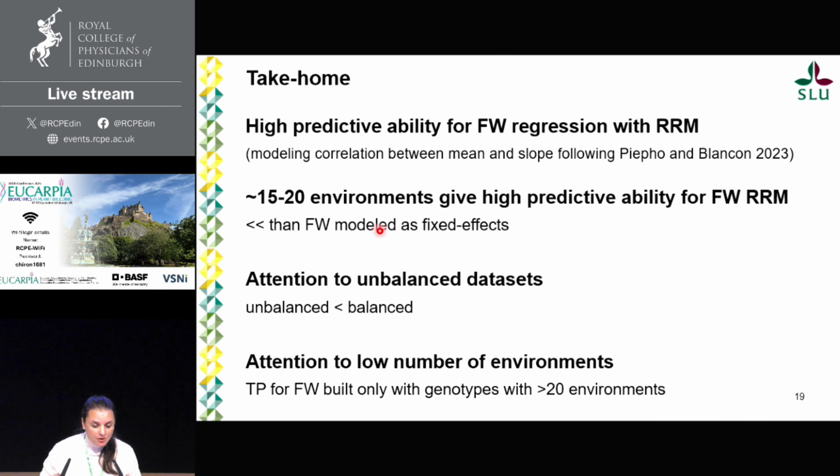The take-home from this is that we got high predictive ability for Finlay-Wilson regression using random regression models. About 15 to 20 environments gave this high predictive ability. When we have an unbalanced data set, we have these other issues going on, and also the training needs to happen with genotypes that have at least 20 environments, and I'm happy to discuss more about that.